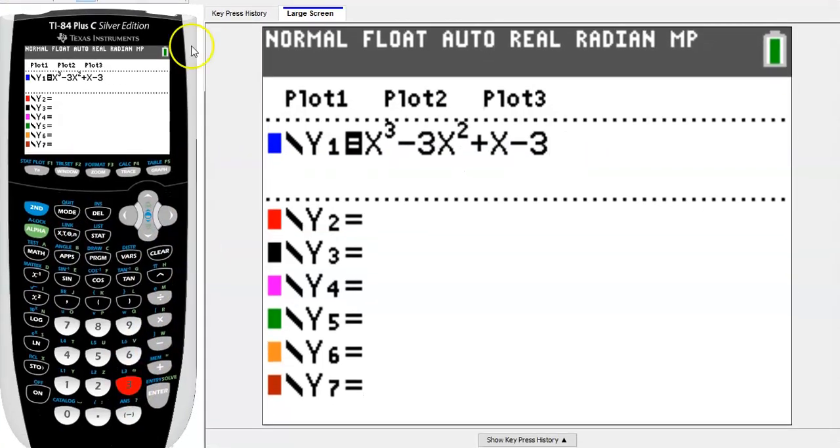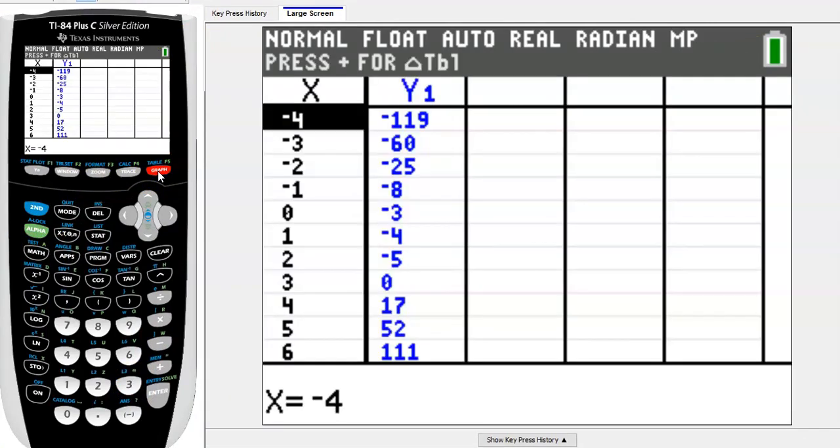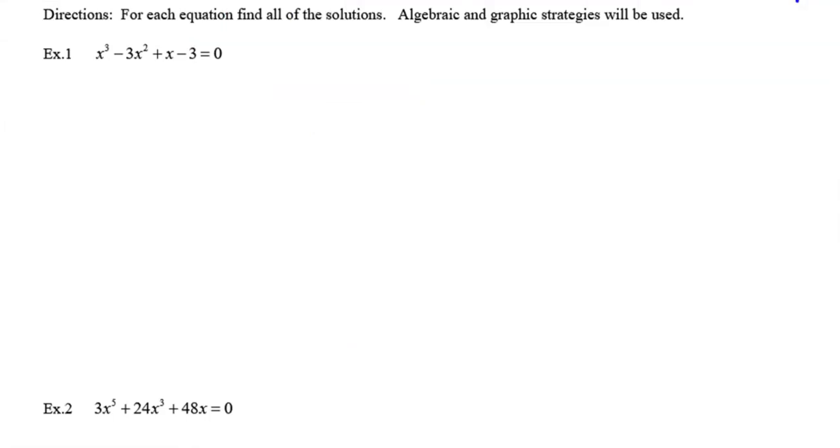So at this point, we're going to look in our table. So we're going to go to second table, and we're going to scour that table for any zeros. And wait a second, I see one right here. When x is 3, y is 0. So right away, I have a root. Let's head back to our workspace here.